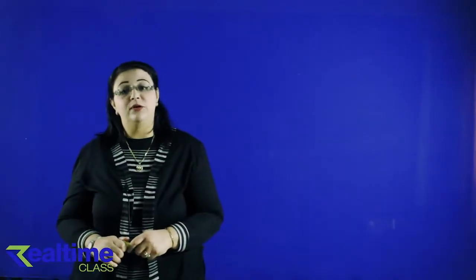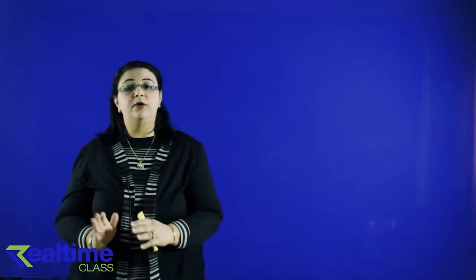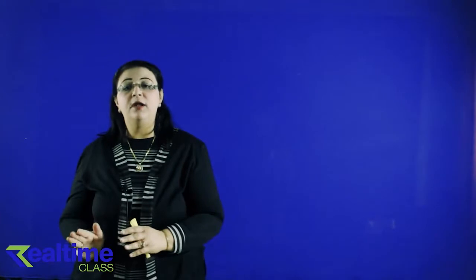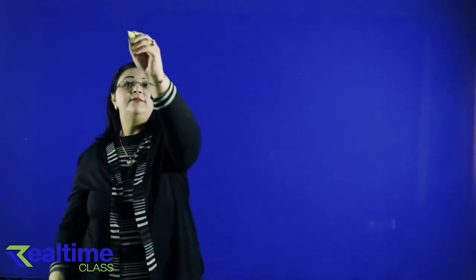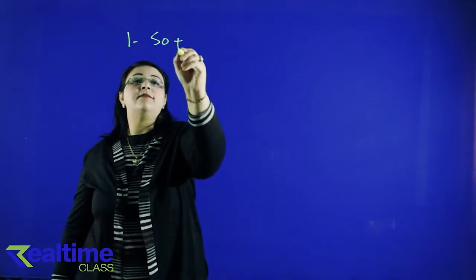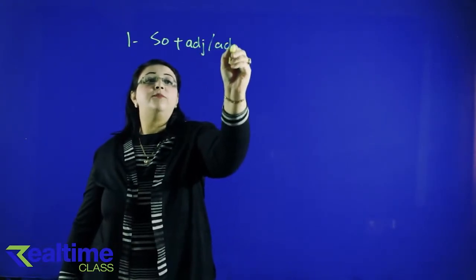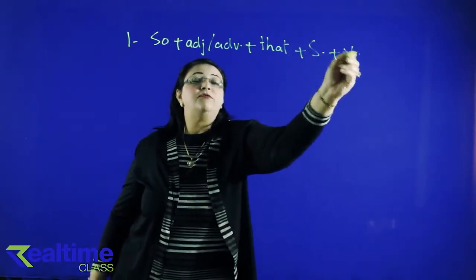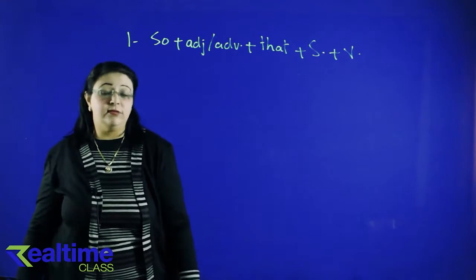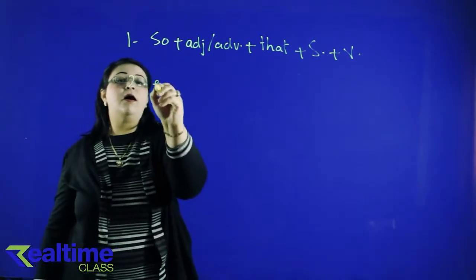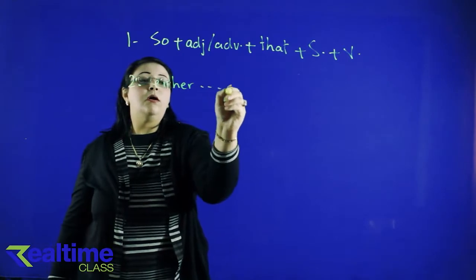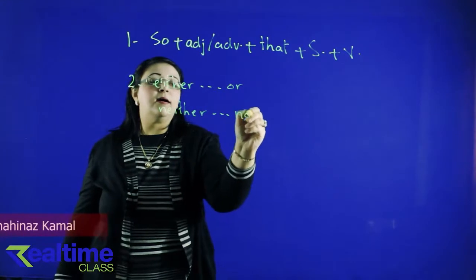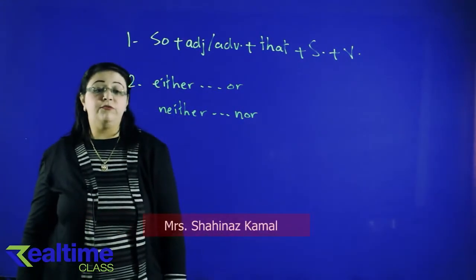Today we are going to talk about the grammar points of Unit 17. We have different parts. They are not related to each other, so we have to study each rule by itself. We have first the rule of so plus an adjective or an adverb plus that, and then we have the subject and the verb to describe results or consequences. We have the rule of either... or and neither... nor. This is one rule, but it is divided into two different parts.